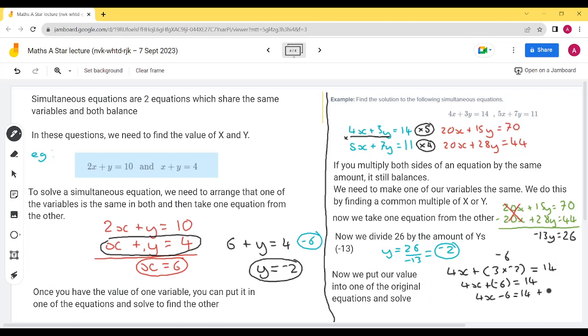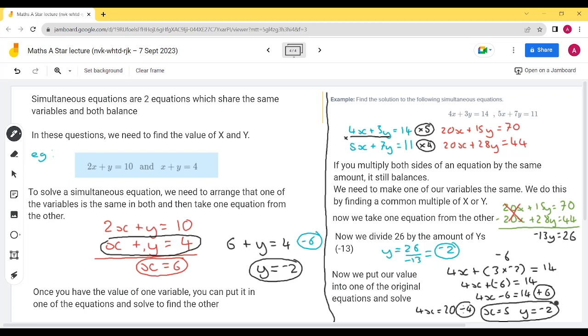Then we can add the 6 to both sides. So you can say 4x equals 20. Divide by the amount of x's, divide by 4. And so x equals 5. So the final answer is x equals 5, y equals minus 2.